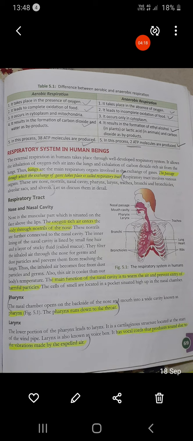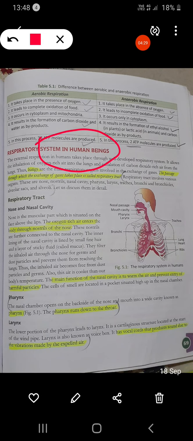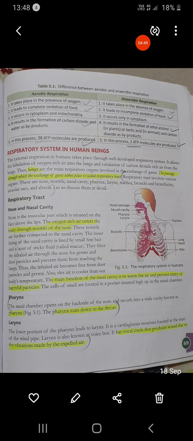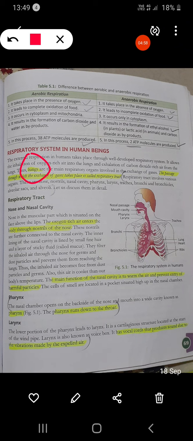Now children, we will know the respiratory system of human beings. To know the respiratory system of human beings is most important. There are so many organs associated with this system. They are nose, nostril, nasal cavity, pharynx, larynx, trachea, bronchi and bronchioles. Children, what is the main organ for respiratory system? The main organ in which the air reaches is known as lung. Children, this is lungs.